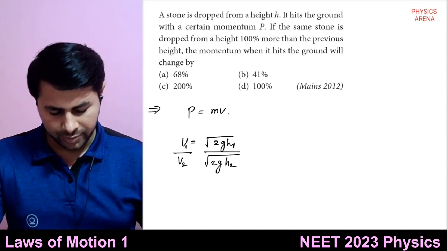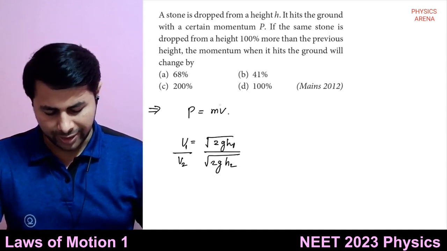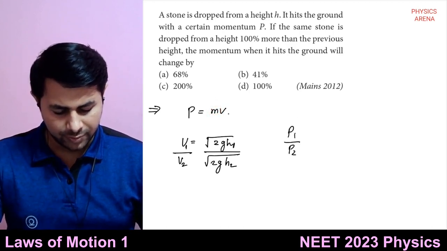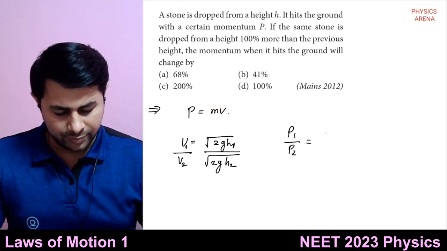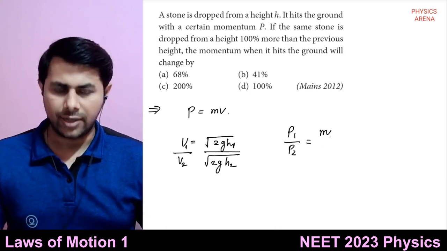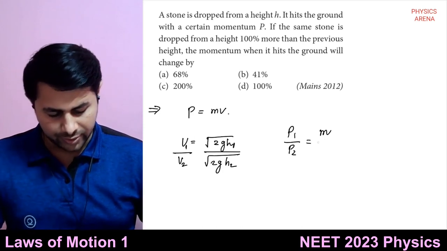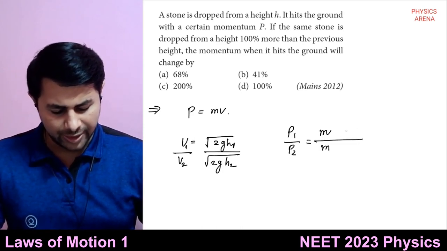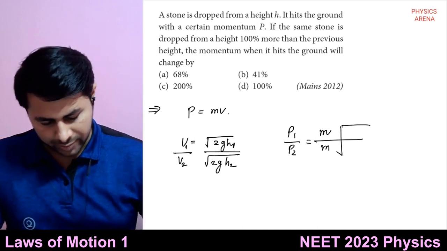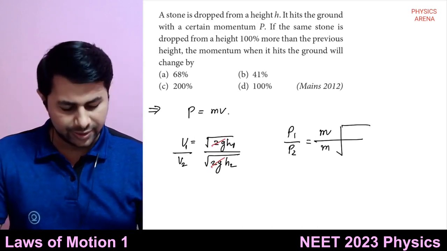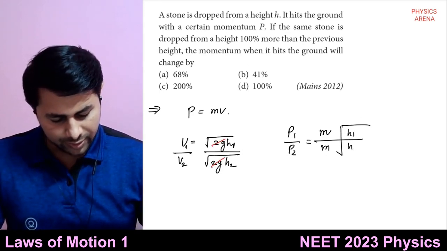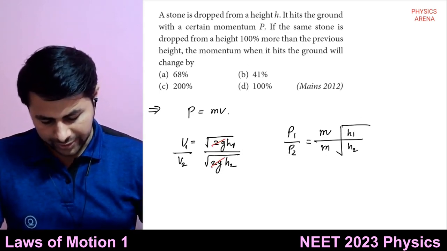Okay, and therefore now momentum is mass times velocity. So p1 by p2 is equal to what? It is mass multiplied by velocity. Okay, so m is constant, so m will get cancelled, multiplied by velocity, which is square root of 2gh. So here g and g will get cancelled. Ratio of v1 is to v2 is root of h1 is to h2.